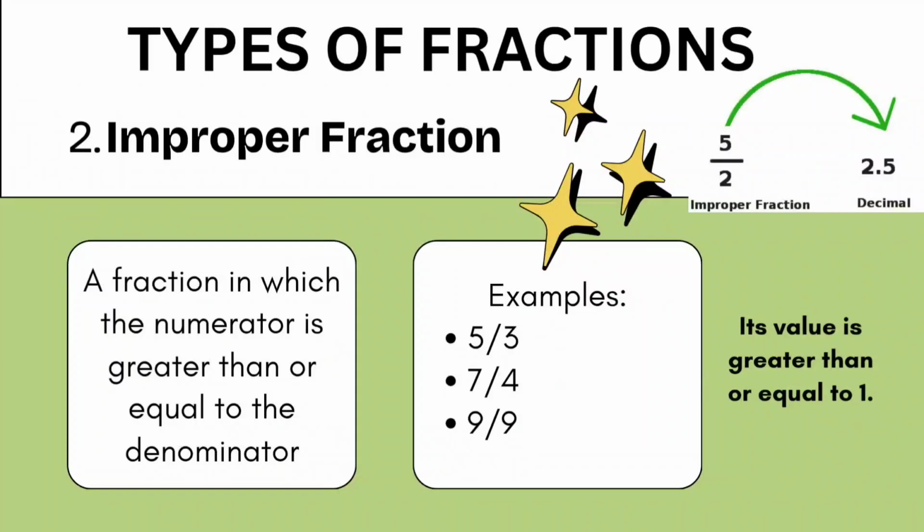Let's move on to the second one, improper fraction. A fraction in which the numerator is greater than or equal to the denominator is called an improper fraction. Examples: 5 by 3, 7 by 4, 9 by 9. So here, in the first two examples, that is 5 by 3 and 7 by 4, the numerators have greater value than the denominator. And the last example, 9 by 9, will be equal to 1. So, improper fractions take a value greater than or equal to 1.